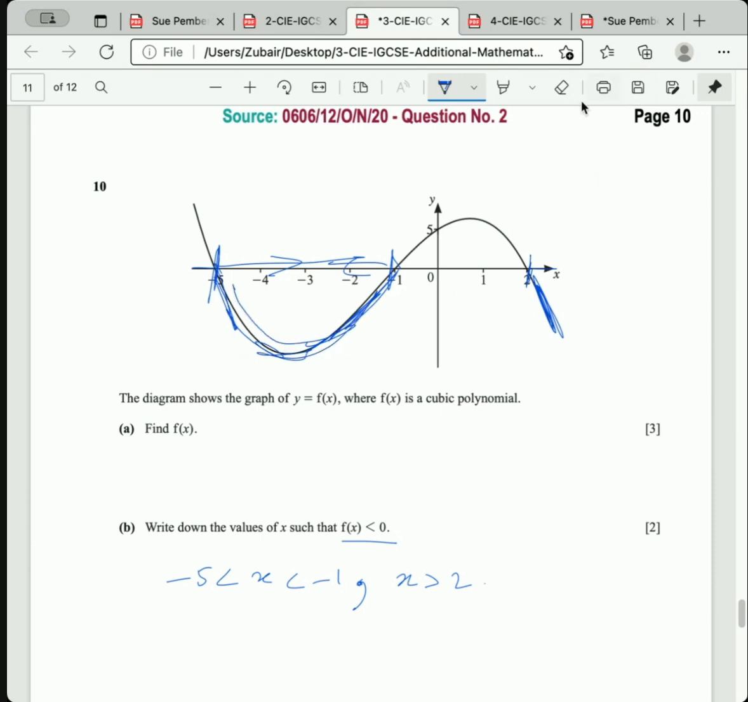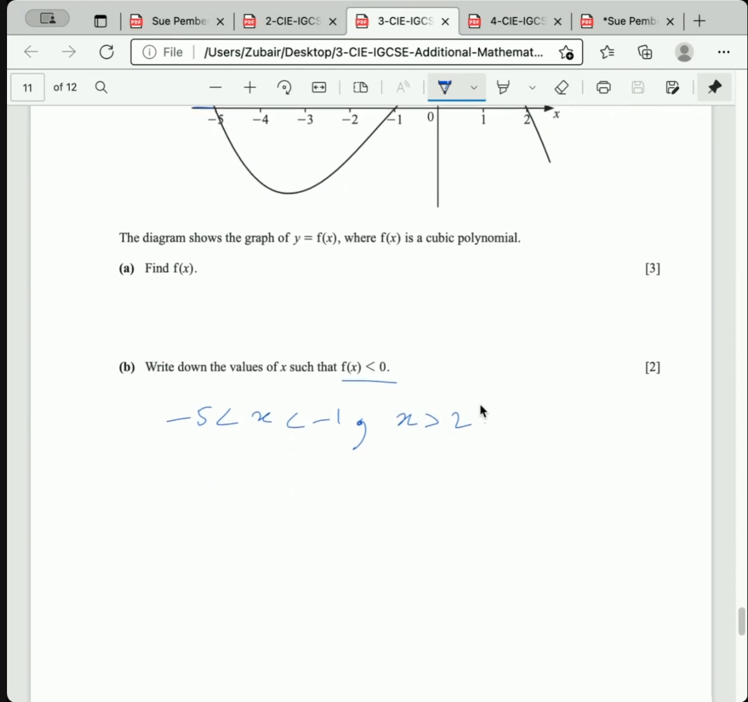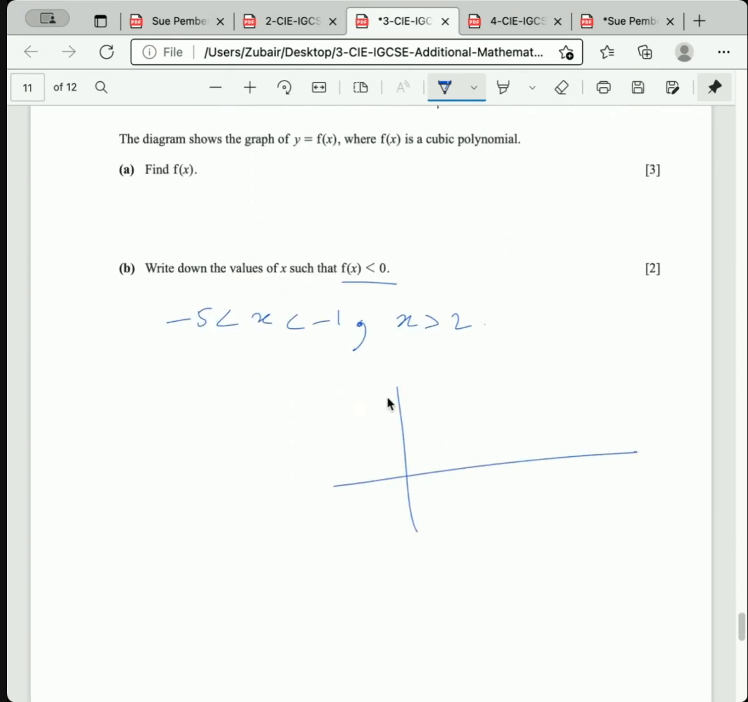But it says write down the values of x. So the values of x have to be such that f of x is less than 0. The values of x could be anything. See, if I just draw, oh, it says f of x less than 0. Okay, if I say this is 3 and this is 9, I'll say 3 is less than x is less than 9, where it is negative. So x could be anything, f of x has to be negative. Okay.